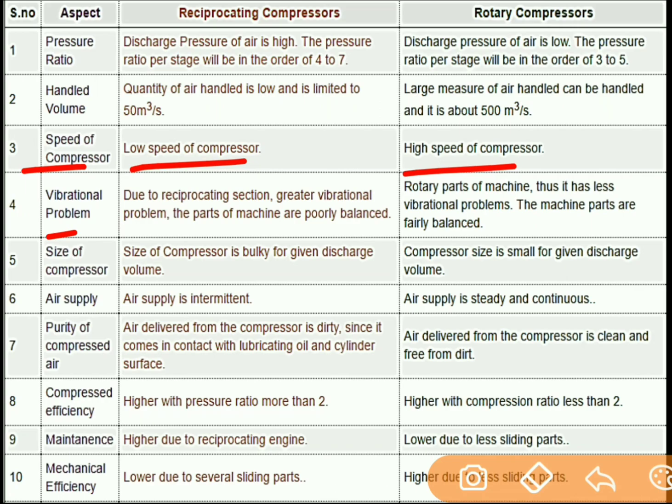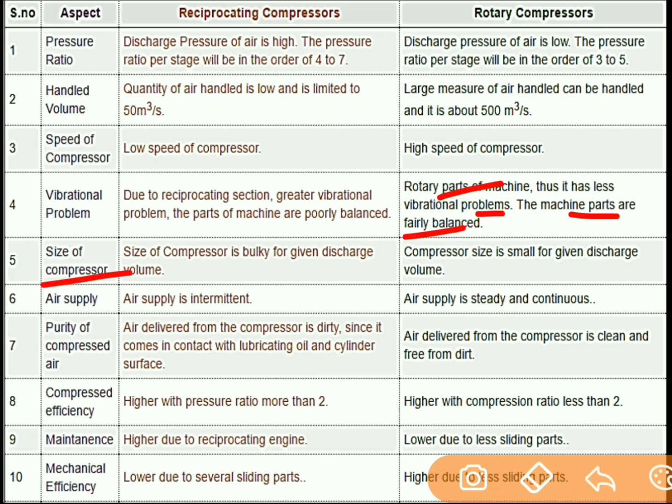Vibration problem. Now in the reciprocating compressor there are pistons which reciprocate. So because of the reciprocating motion, vibration problem can be there in case of reciprocating compressor. Whereas in case of rotary compressor, there is an impeller which rotates. And because of these rotating elements, there is no vibration problem. And so these machine parts are fairly balanced.